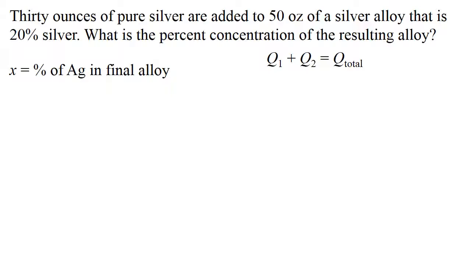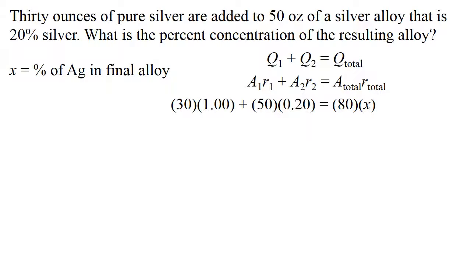How do I figure out how much pure silver I have in the first one? I take the amount I have times its percent pure silver, plus the amount of the second one times its percent silver, equals the total times its percent silver. How many total ounces of silver alloy do I have? I have 30 of the first one and 50 of the second one, so I have 80.